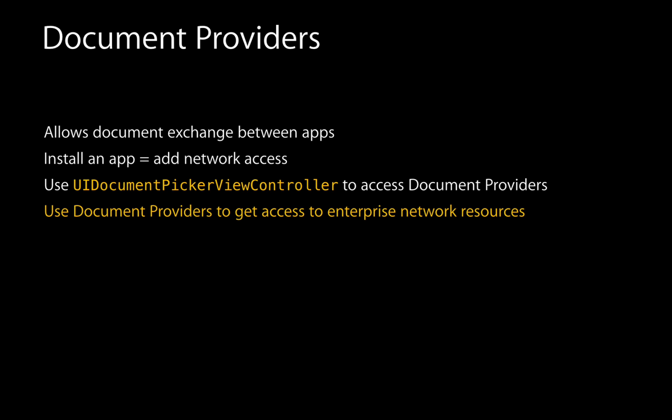Use document providers to get access to enterprise network resources. Don't build network protocols into your app. Instead, rely on the admin to configure network access apps that allow your app to access those network resources. All right, so let's go back to Alex, and he's going to show you a little bit of an example.